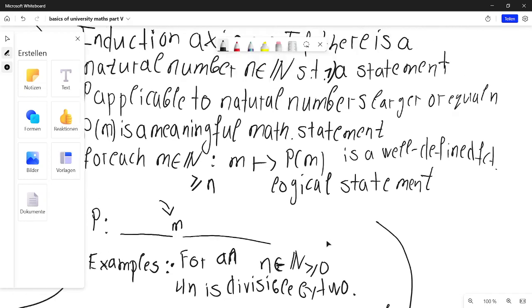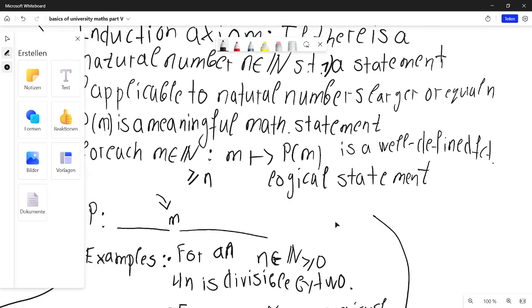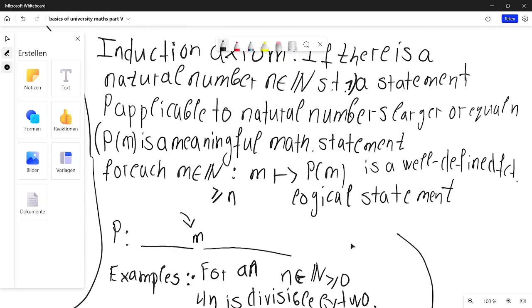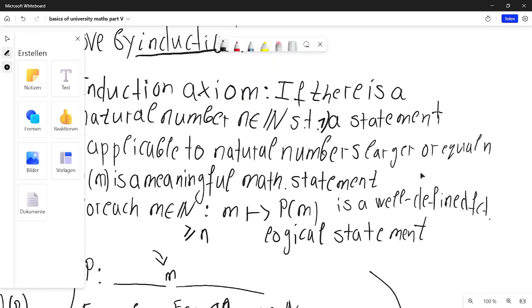Be applicable to natural numbers larger or equal n. And we say a statement. So it is not just that for each m we just create a new statement or something. It is a statement that is really applicable to any natural number larger or equal n. Okay, this is just the first condition.